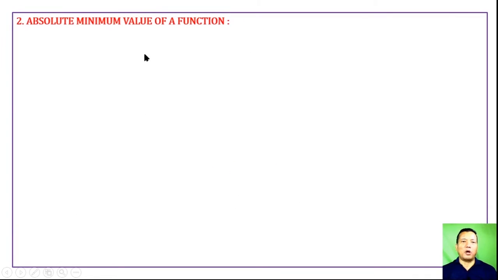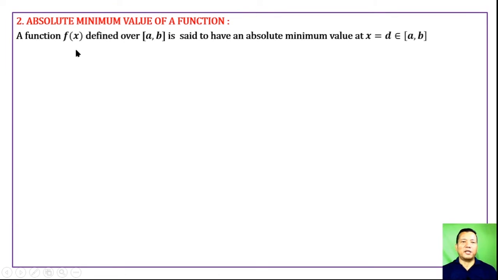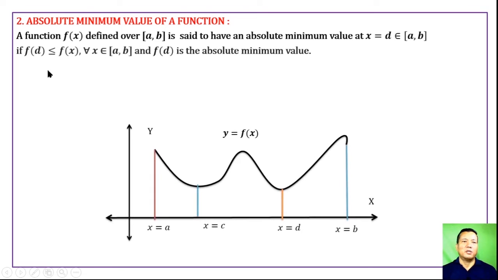Absolute minimum value of a function. A function f of x defined over the closed interval [a, b] is said to have an absolute minimum value at x equal to d, where d belongs to the closed interval [a, b], if f of d is less than or equal to f of x for all x belonging to the closed interval [a, b], and f of d is the absolute minimum value.